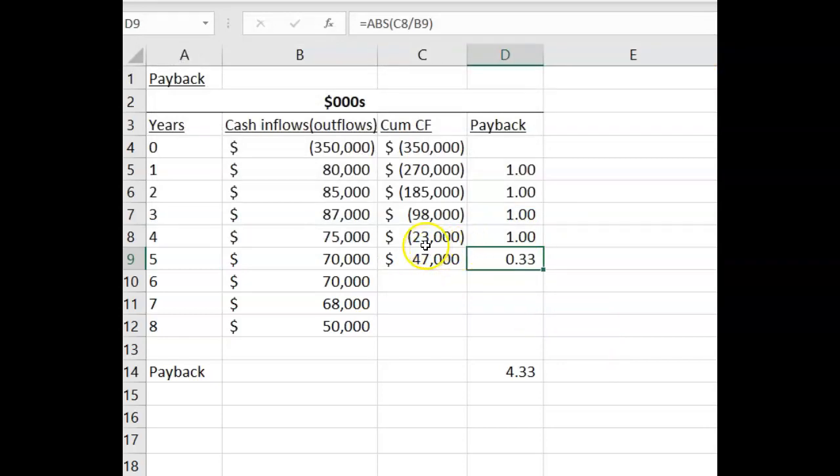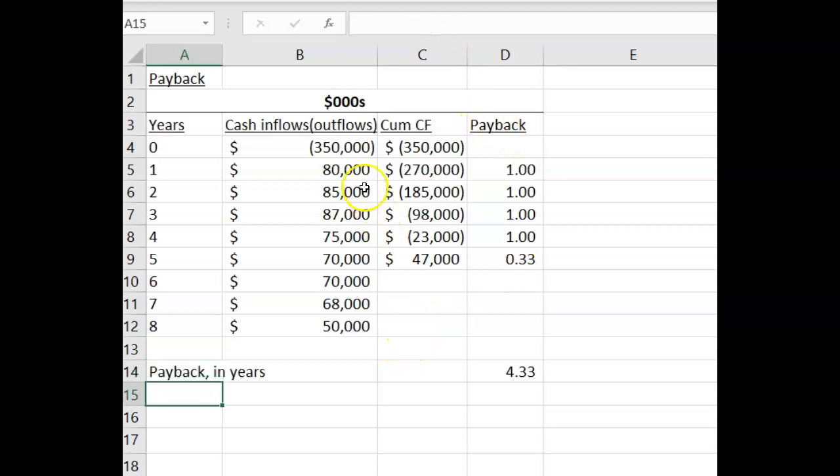Now, once we've gone positive for the first time, we don't have to count any more payback periods, then just sum that. And that comes out to be 4.33 years. So that's payback in years. That's how I like to do payback.